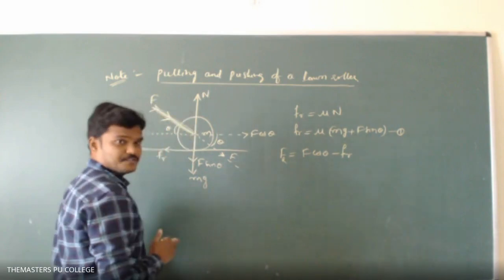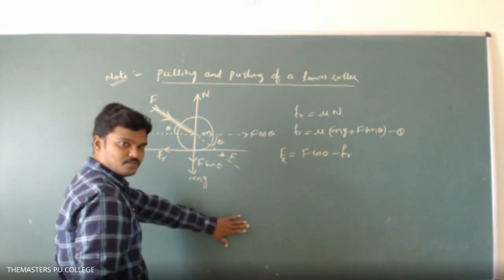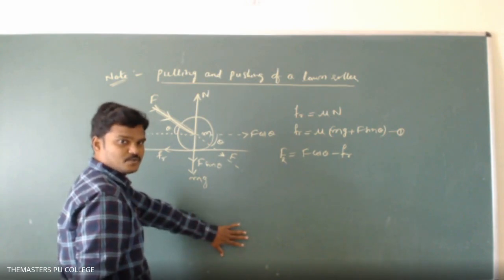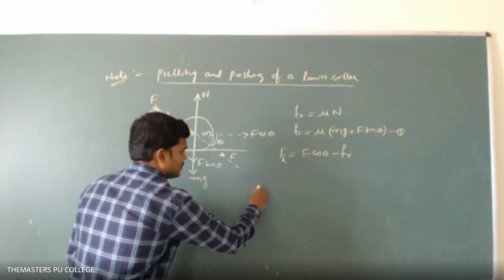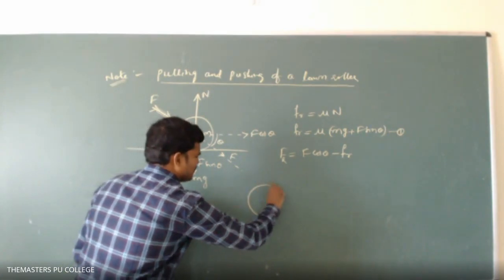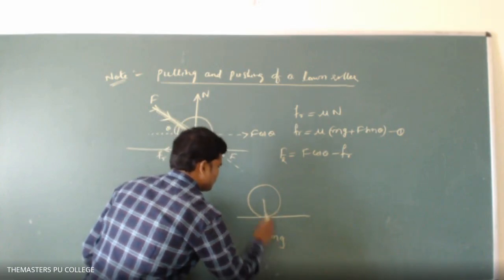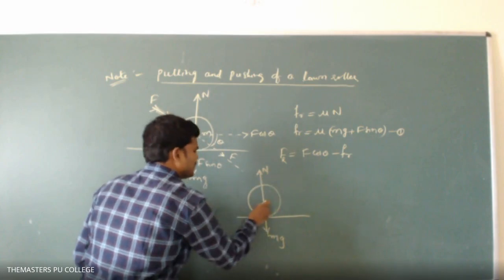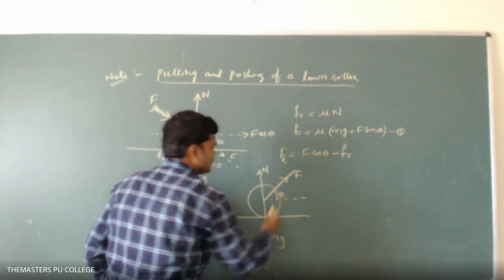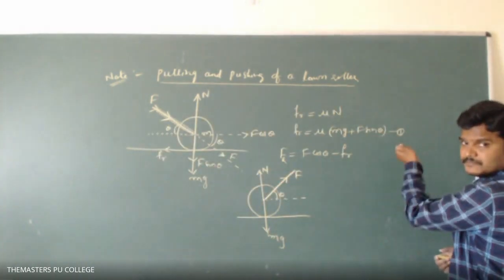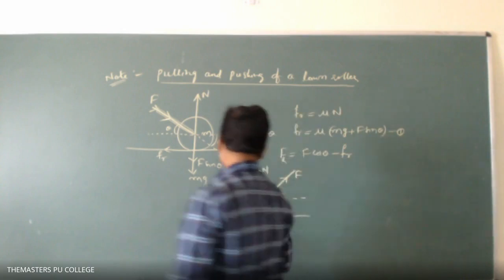Suppose the same roller is being pulled. Shall I draw here? Is it visible? Yes, sir. Let me draw here. Now let me pull the roller. This is N. Let me pull the roller like this with an angle theta. This was pushing, now pulling. See the arrow mark direction? Resolve the force into components.